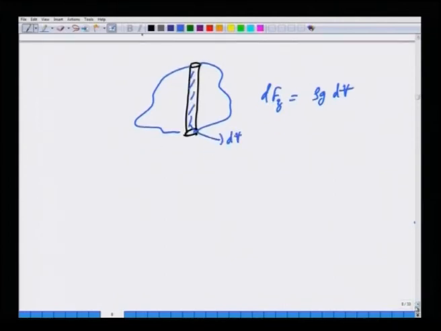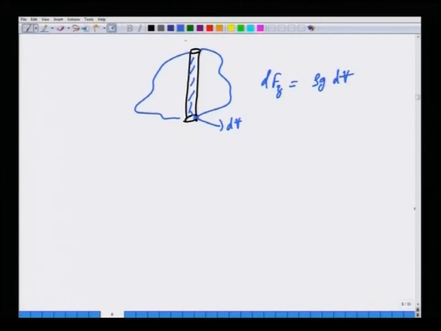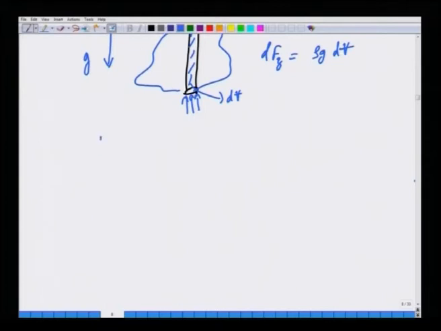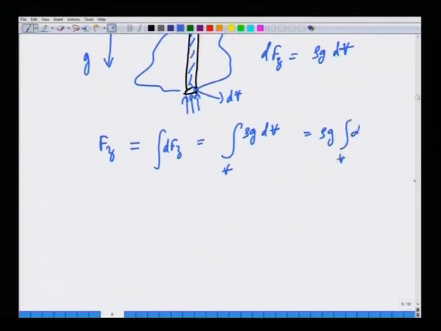And this force arises precisely because the pressure here and the pressure here are different, since the fluid is under a gravitational field and the pressure varies due to the hydrostatic force balance. Now, to get the force on the entire object, we simply integrate this differential force over the entire volume, rho g dV. Since rho and g are constants, you get rho g times the integral of dV, which is rho g times the volume of the object.